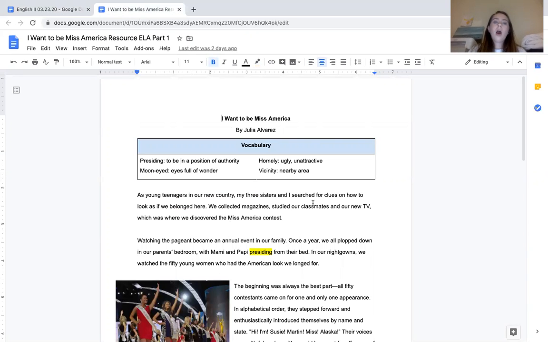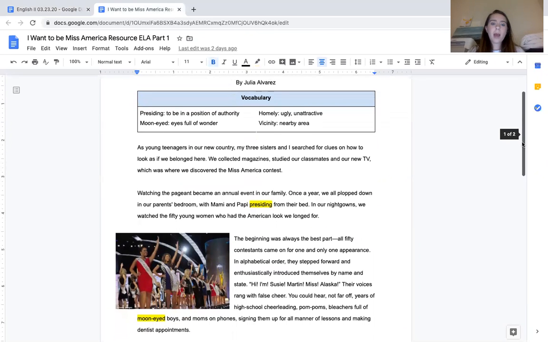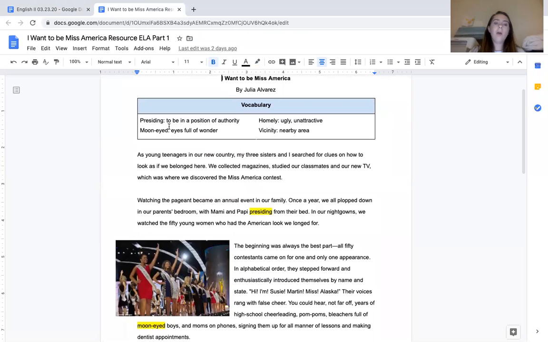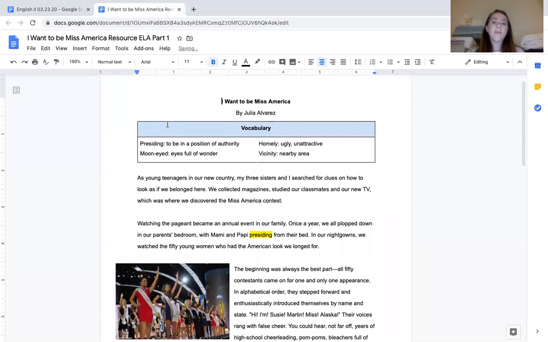All right, I Want to Be Miss America. I've got a nice vocab guide up at the top. I'm gonna help myself out by going through this vocab before I start reading. So any words that might be unfamiliar to me, I've already got the definition before I even dive in. So presiding, to be in a position of authority, moon-eyed, eyes full of wonder, homely means ugly, and vicinity means nearby area. Okay, I'm going to be on the lookout for those words as I read.